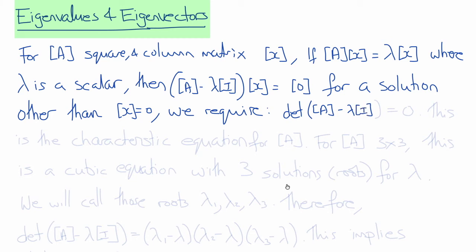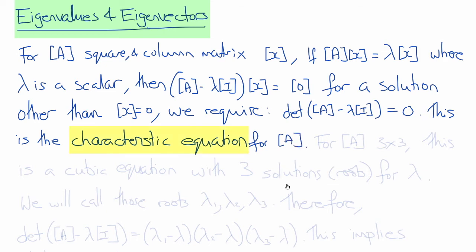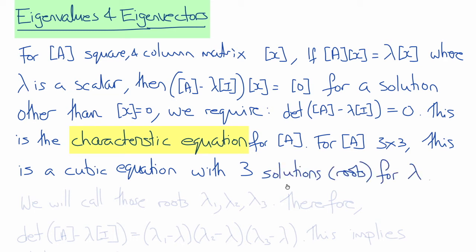Now the determinant is a scalar quantity, so this is a scalar equation, and that scalar equation is called the characteristic equation for A. And if A is a 3x3 square matrix, then its characteristic equation would be cubic in lambda, meaning that it would have three possible solutions or roots. And of course, these roots, lambda 1, lambda 2, lambda 3, are the eigenvalues.